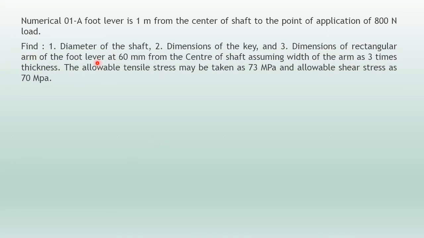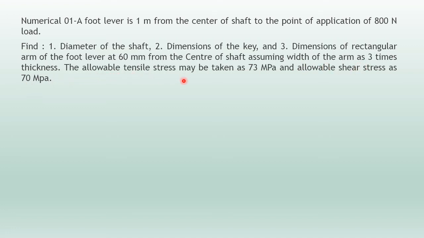So we have to find out the diameter of shaft, dimensions of the key, and the dimensions of rectangular arm of that foot lever at 600 mm from the center of the shaft, assuming width of the arm is 3 times thickness. Also we have to take width, that is capital B, equal to 3 times T.